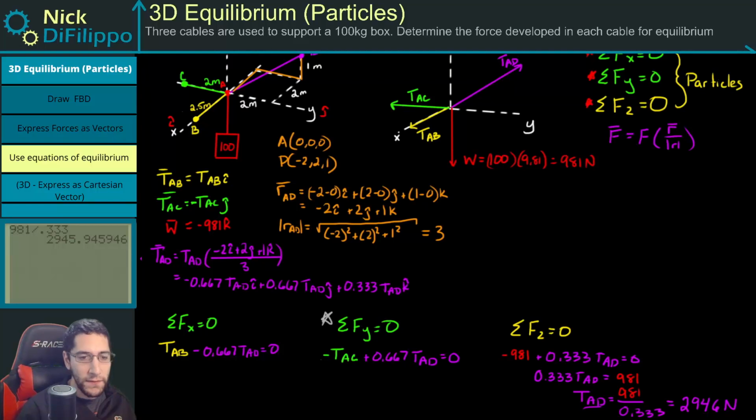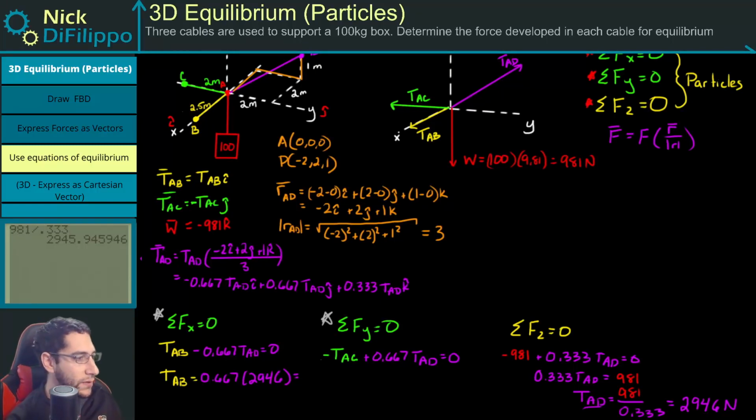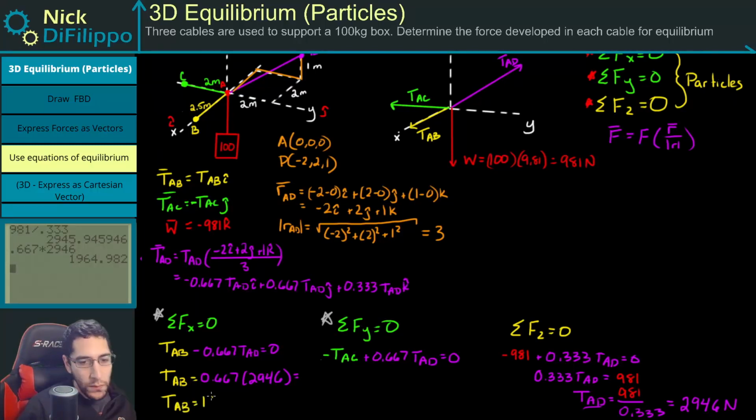Okay. But now we have an expression for TAD, and we can substitute it into both of these equations. We can go back to the sum of the forces in the y and the sum of the forces in the x. Let's go back to the sum of the forces in the x, and we'll have TAB is equal to 0.667 times 2,946. This is equal to, I'll just write it below, TAB equals 1,964 newtons.